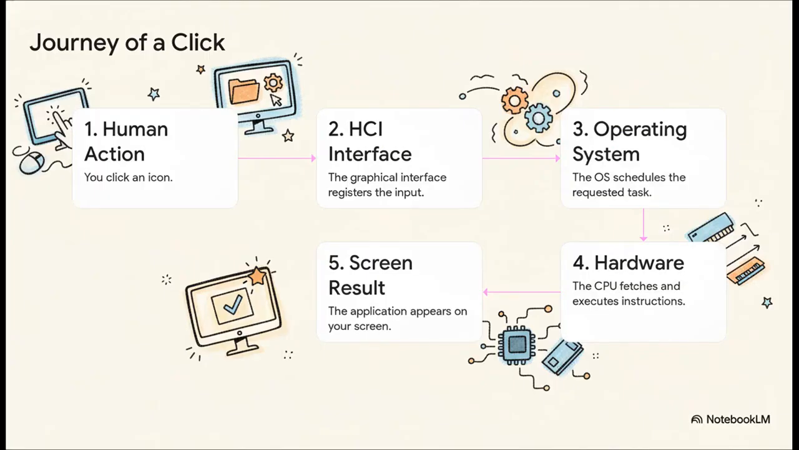So, let's put it all together. Let's trace that single click we talked about at the very beginning. 1. You decide to act and you click the icon. 2. The HCI layer, the graphical interface, catches that input. 3. It tells the operating system, our conductor, what you want to do. 4. The OS schedules the task and tells the hardware engine to get to work. The CPU starts fetching and executing billions of instructions. And 5. The result, the application you wanted, appears back on your screen. The whole loop is complete.